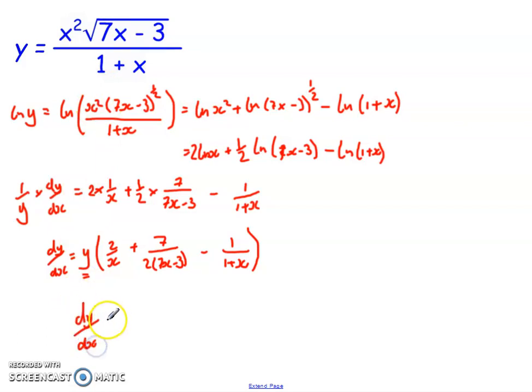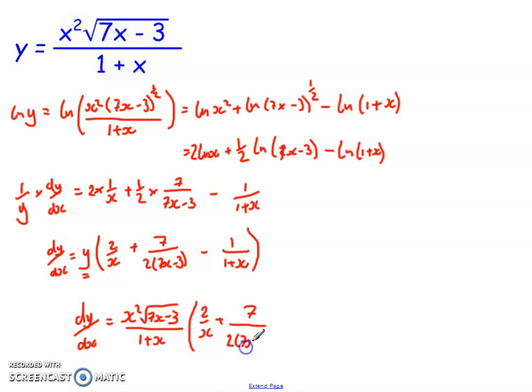And I'll end up with dy by dx equals my original function, x squared times the square root of 7x minus 3 all over 1 plus x. And that's then going to be multiplied by this derivative here. So I end up getting 2 over x plus 7 over 2 bracket 7x minus 3, take away 1 over 1 plus x. So there you go, I've got the derivative there.